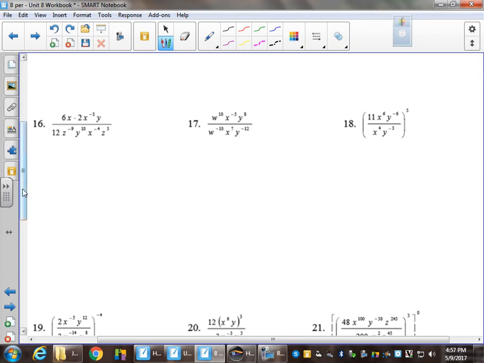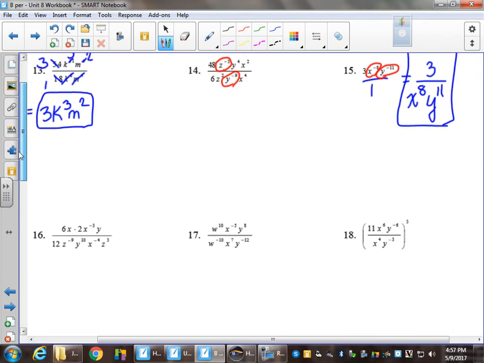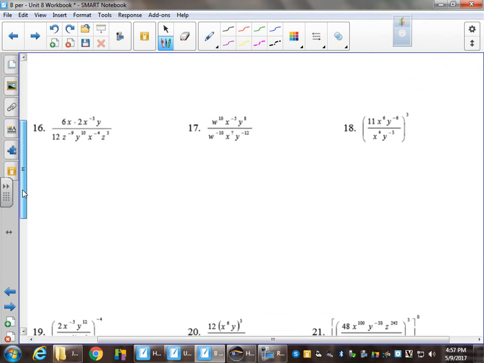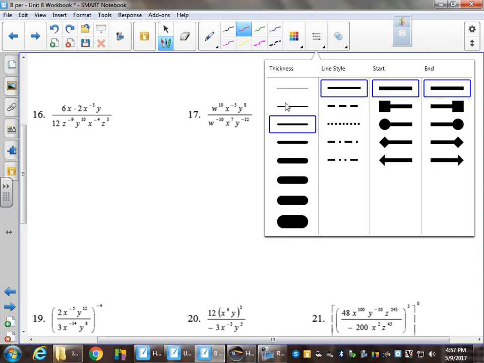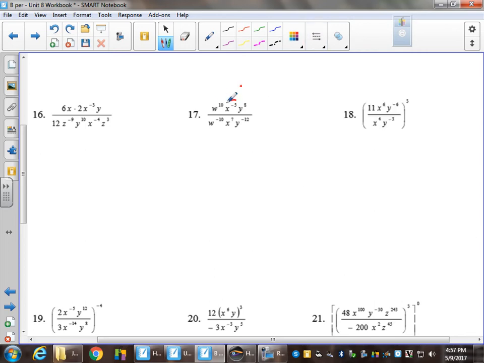17. So again, if you were a little stuck on 14, 17 is a lot like 14. I look across, there's really no work for me to do. I look across, there's no work. But I do see I have negative exponents that I could move first. So let's do that. X to the negative 5, got to go. W to the negative 10, and Y to the negative 12.